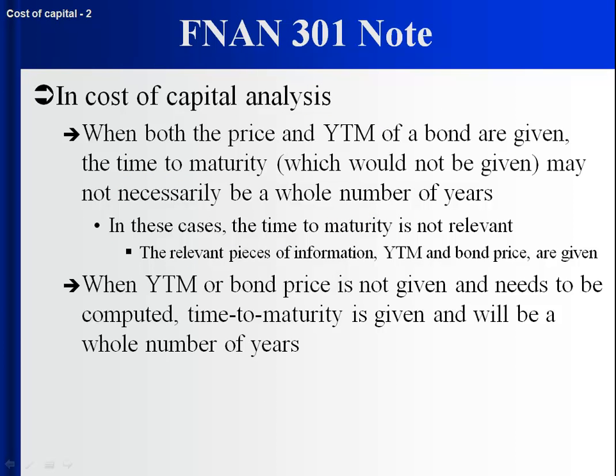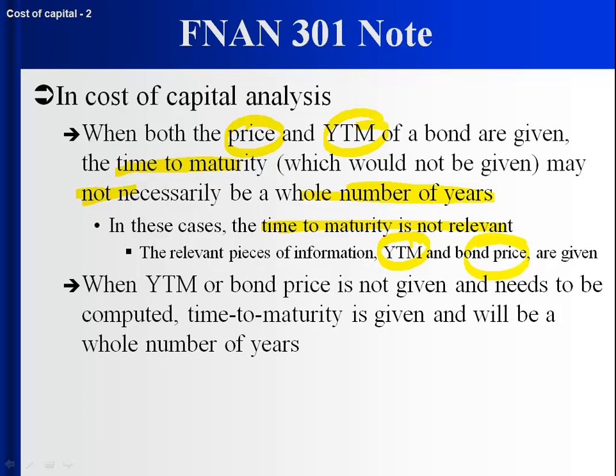A couple of notes. When the price and the yield of a bond are given, you're given everything that you need in order to compute weighted average cost of capital. If you were to try to back out the time to maturity, you might see that it's not necessarily a whole number of years. In those cases, the time to maturity is not relevant. The pieces that you're given, the yield and the prices, that's what you need. So I bring this up to point out that even though if you were to back it out, it'd be different than anything we've done, it's not creating a new thing in the class because you don't need to know the time to maturity.